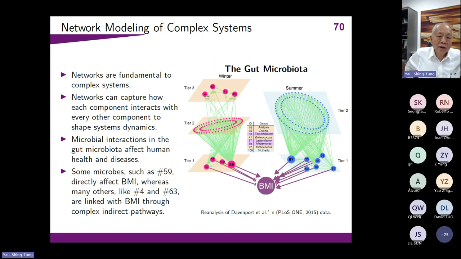Microbial interaction in the gut microbiota affects human health and disease. Some of them, such as number 59, directly affect BMI, whereas many others, like number 4 and number 63, are linked with BMI through complex indirect pathways, as you see from this picture.